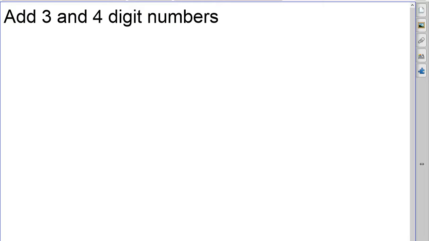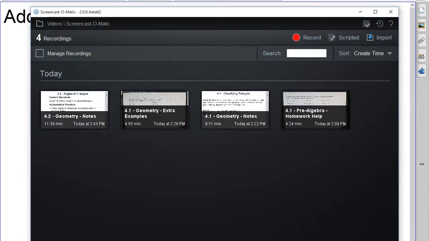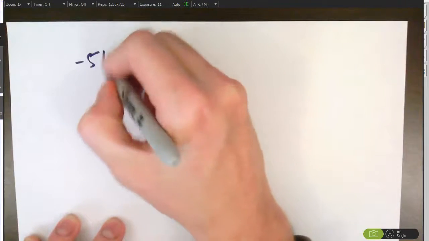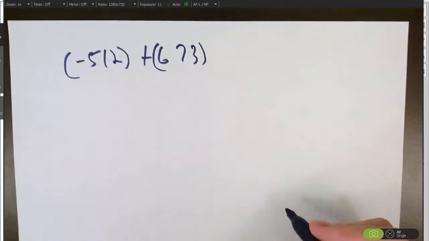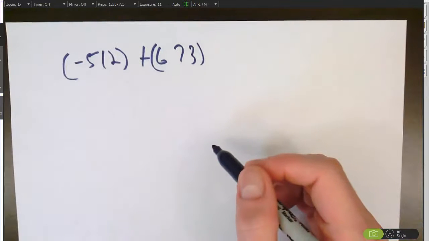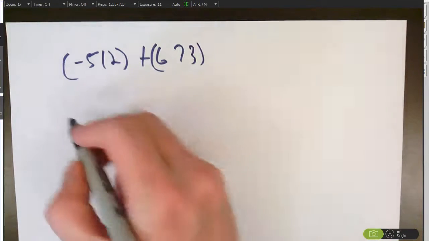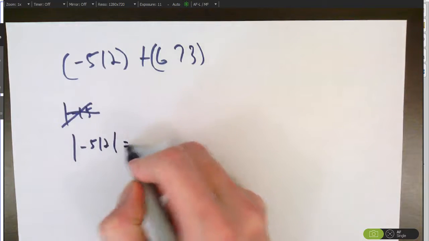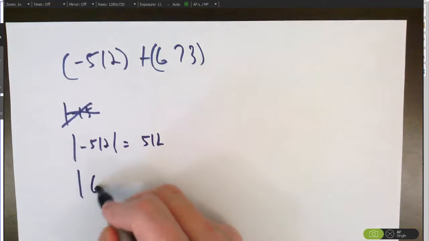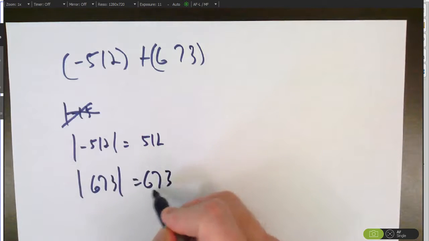Let's look at another one then, adding 3-digit and 4-digit numbers. Let's say I have two numbers like this: negative 512 plus 673. So the first thing we'd have to do is find the absolute value for both of those. The absolute value of negative 512 is 512. The absolute value of 673 is 673.